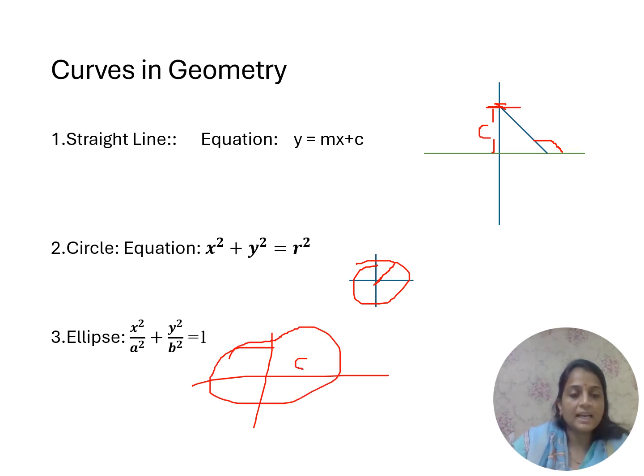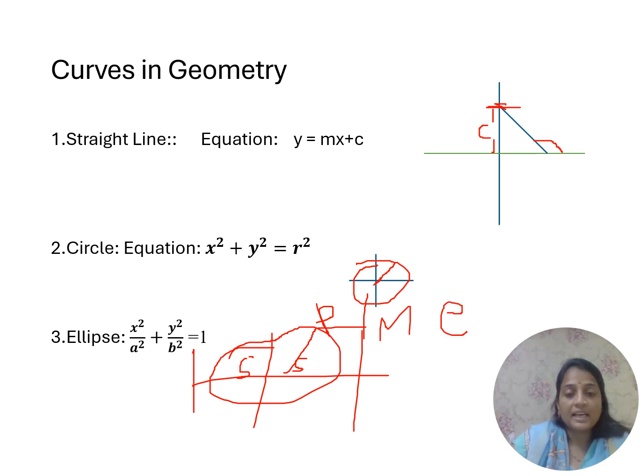Here S and S' are the two foci, and these are the two directrices. P is any point on the curve, and M is a point on the directrix. PM is the perpendicular distance from the point to the directrix. So the eccentricity is defined as SP upon PM, where S is a focus and M is a point on the directrix.